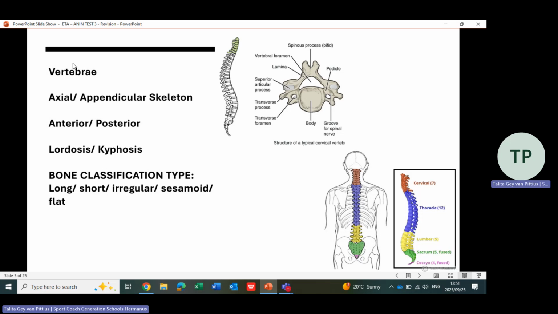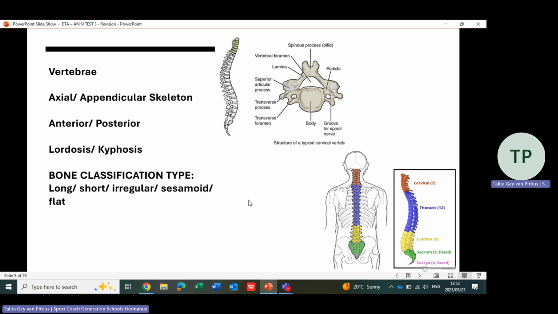So for instance, when we look at the vertebra, which this is the vertebra, what classification do they fit in? Is it a long bone? Is it a short bone? Is it an irregular bone? Is it a sesamoid bone? Or is it a flat bone? So it's important that you know.